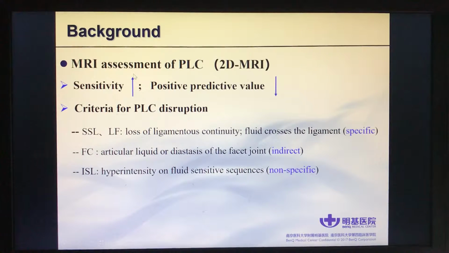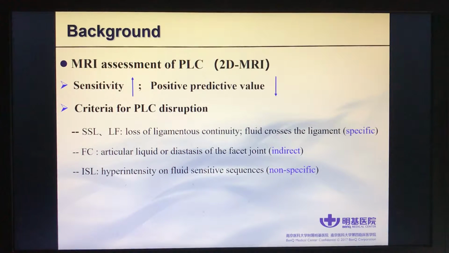However, some studies reported that MRI was highly sensitive but had a poor positive predictive value, especially when severe hemorrhage exists around a PLC, suggesting a non-acceptable false positive rate. Some authors have even questioned the role of MRI for assessing PLC integrity.